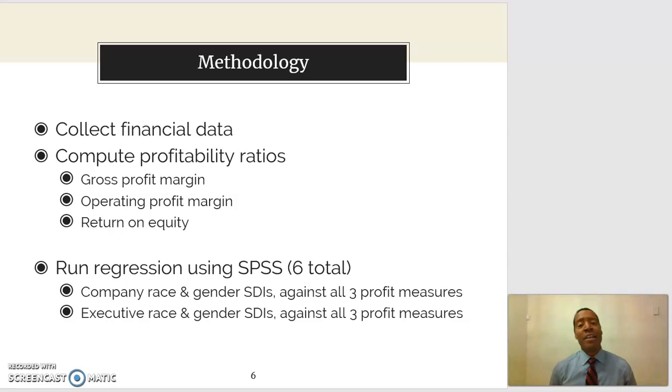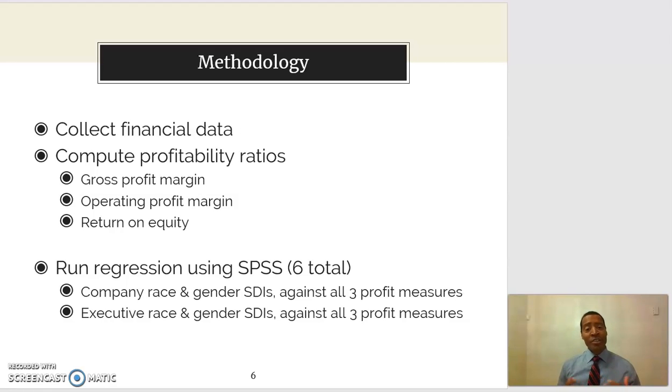Next, I collected financial data. I collected financial data through the Securities and Exchange Commission's website, which has the 10Ks for publicly traded companies. Once I had this data, I computed the profitability ratios. Specifically, I looked at the gross profit margin, operating profit margin, and return on equity.